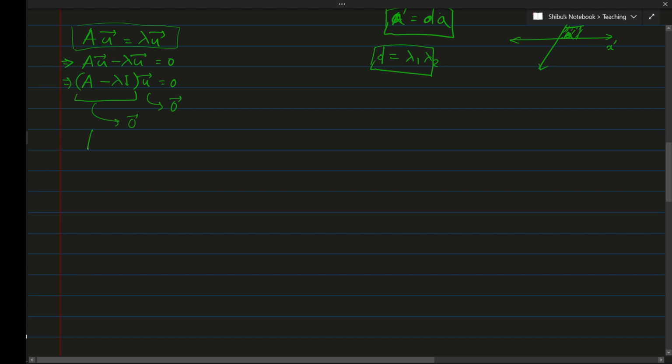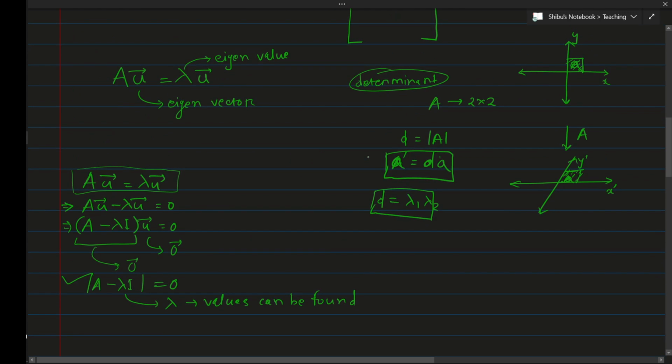That means its determinant should be equal to 0, right? So our first task is to find this expression, and from this we get the values of lambda. Lambda values can be found from this expression. So let's try to do this first. Then I'll explain the further steps.